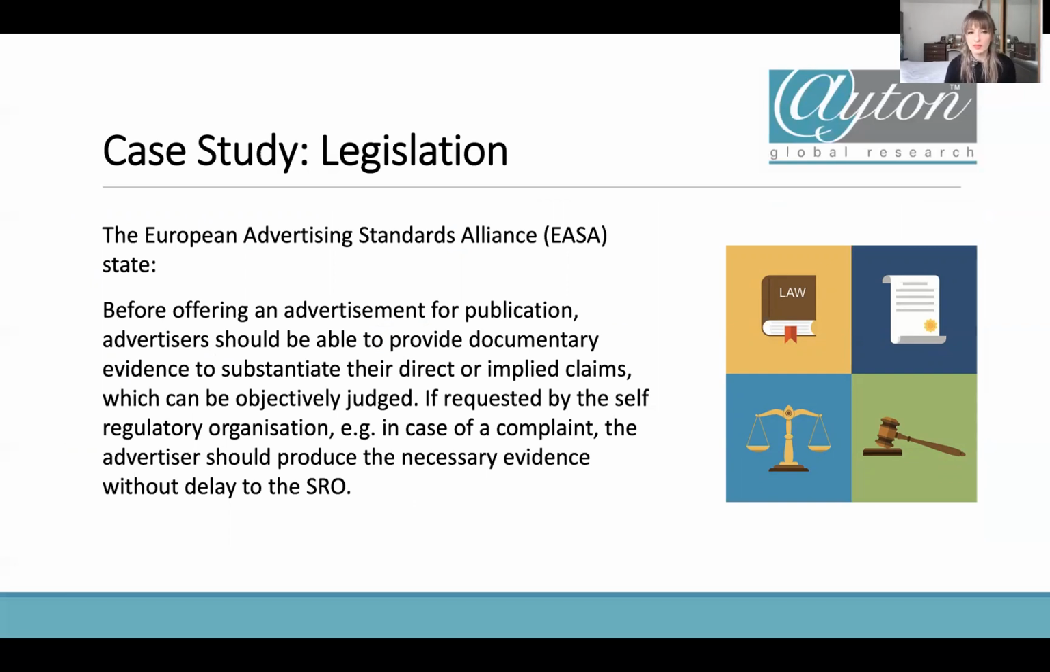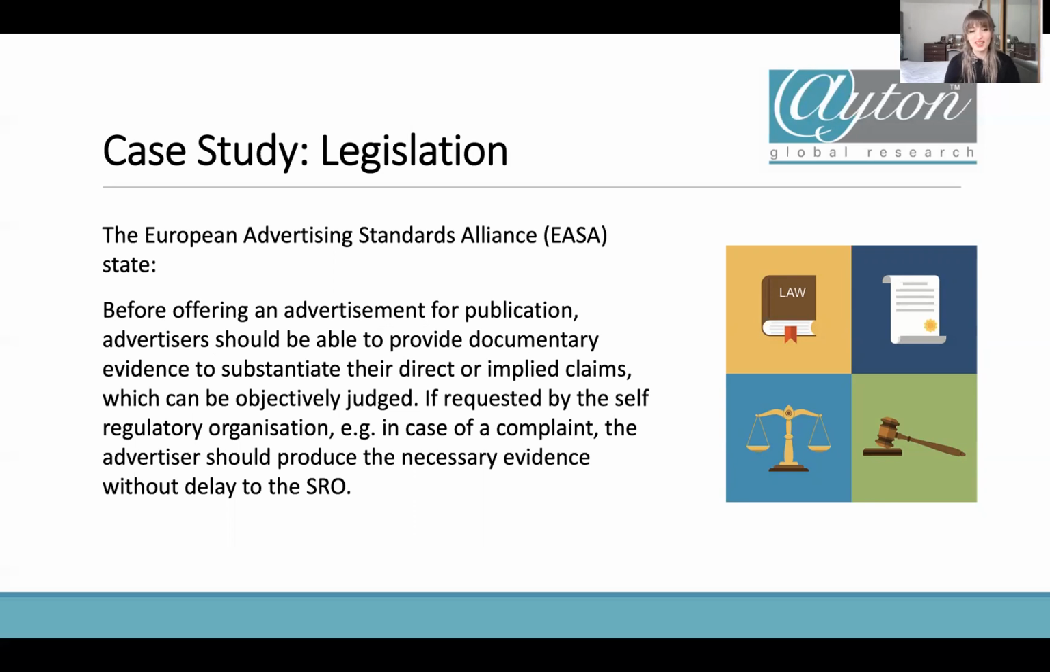And this is a really good part from the EASA. I wanted to use the European Advertising Standards Alliance, because it reflects a lot of countries and gives you an idea of how all these countries have the same codes. Even though the UK is not in the EU anymore, we are still part of the EASA because it is a geographical organization and not a political one. So it still very much applies if you're looking at the EASA.